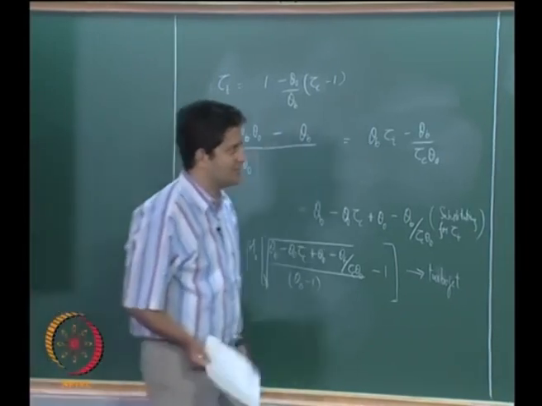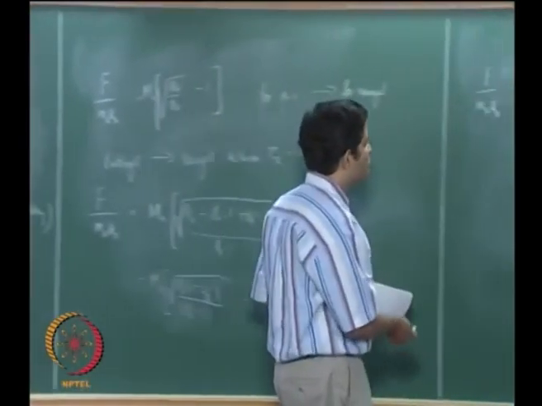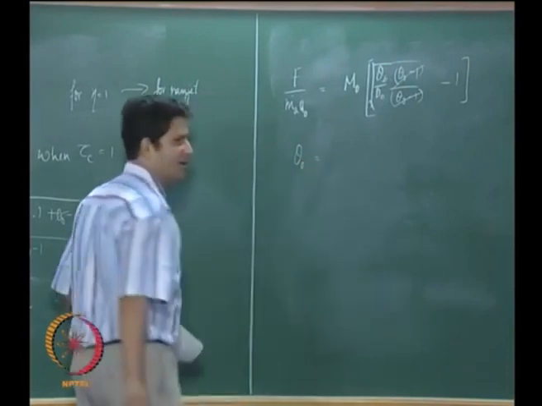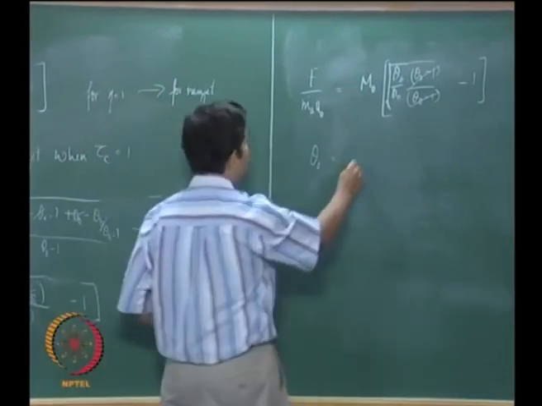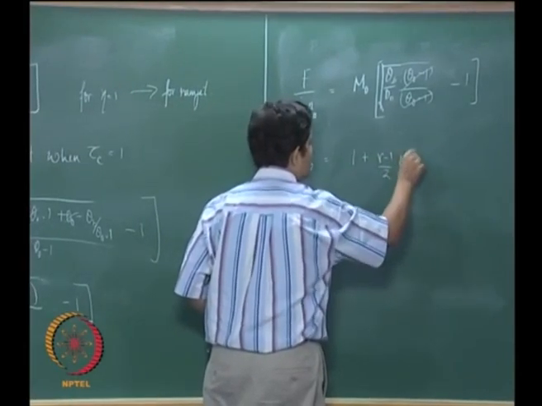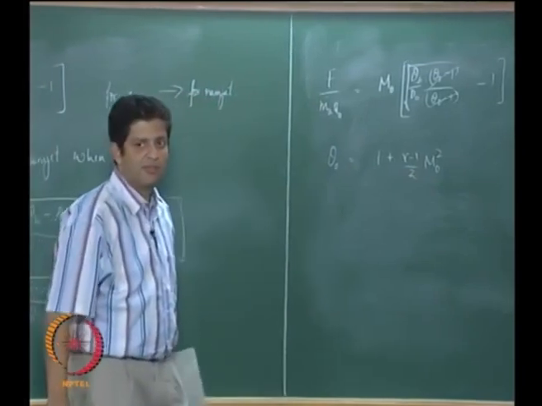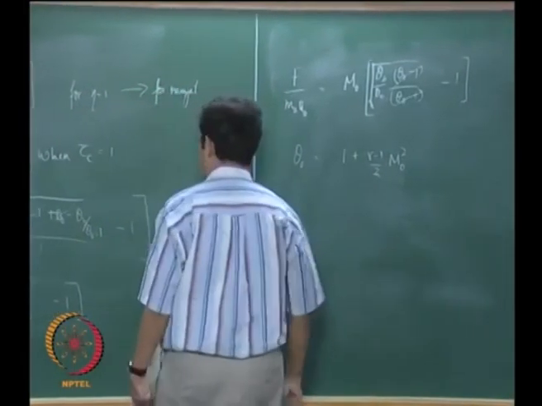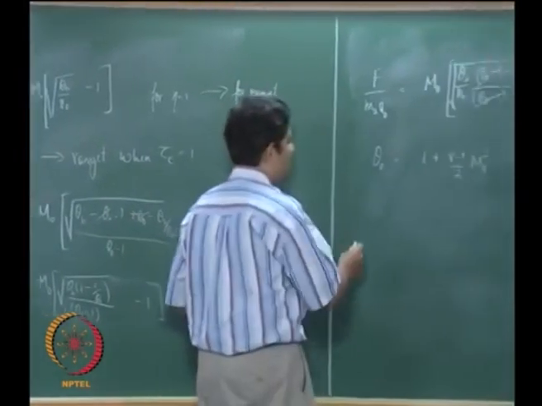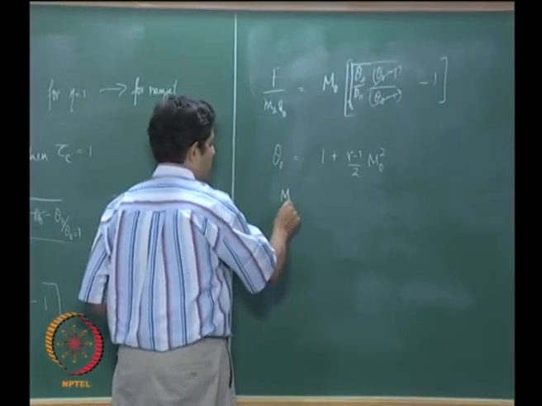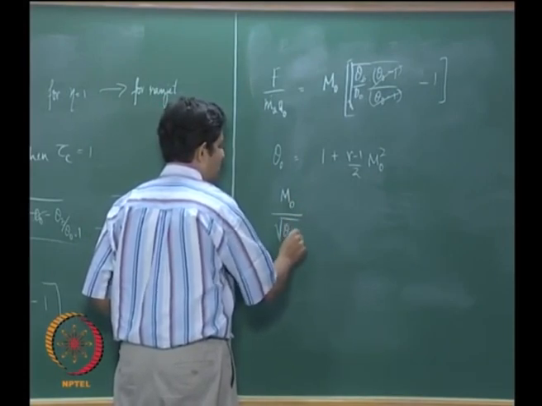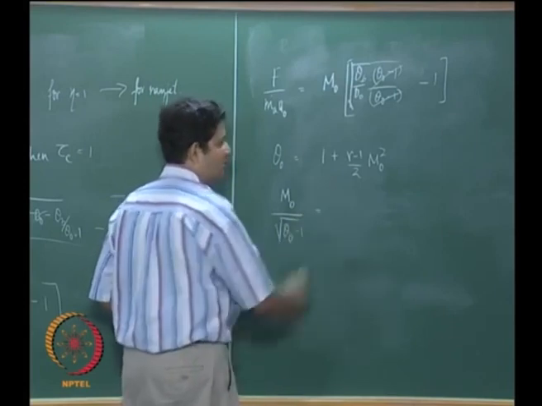Let us see. See, we know that what is theta naught? 1 plus gamma minus 1 by 2 m naught square, okay. So if you have m naught and theta naught minus 1, so m naught by under root theta naught minus 1 is equal to what you get here?